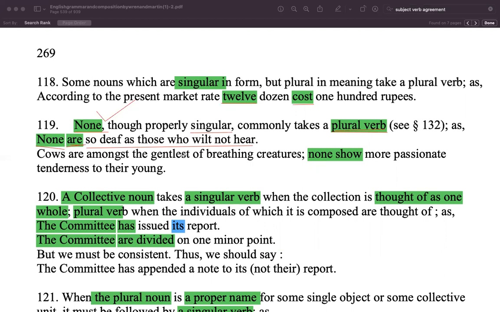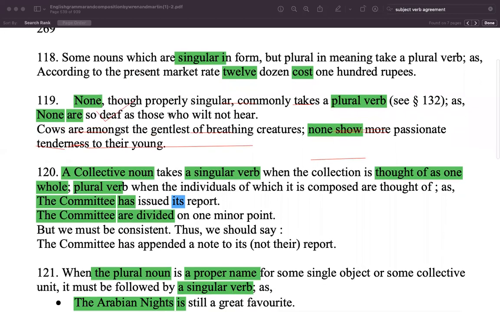Cows are amongst the gentlest of breathing creatures. None show more passionate tenderness to their young. So if these words like none are used at the beginning, they can be commonly used with a plural verb.